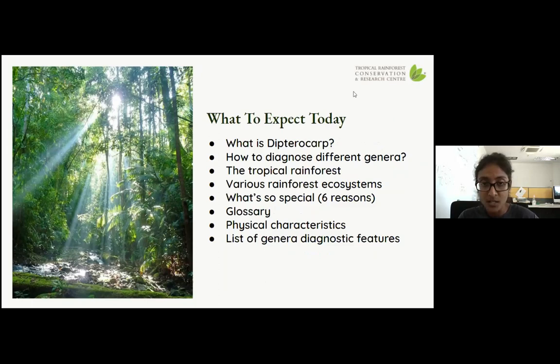So after this presentation, you'll be able to recognize a Dipterocarp tree. You'll be able to differentiate between the different genera that belong to this Dipterocarp plant group. And hopefully you'll be able to ID some easy to ID Dipterocarp species, or some common Dipterocarp species.